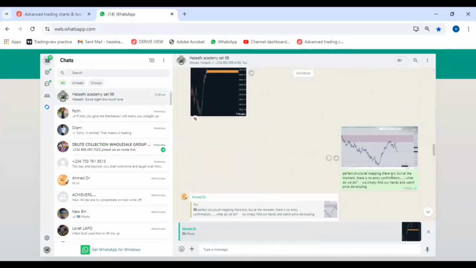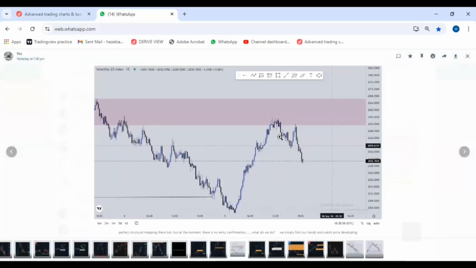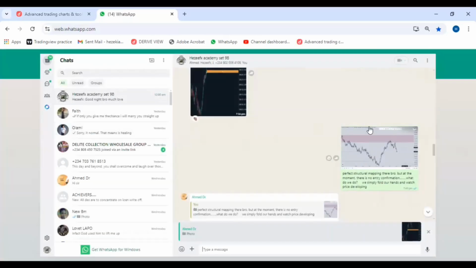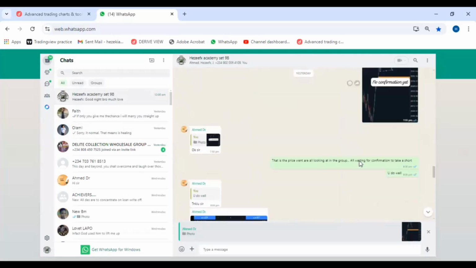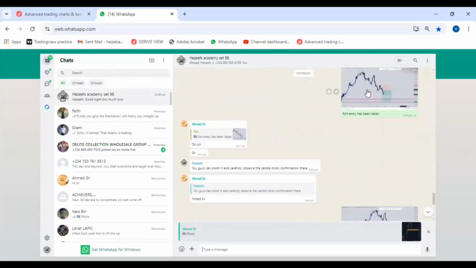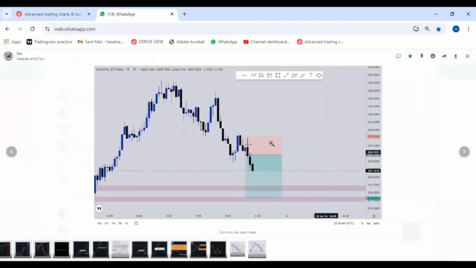I told them perfect structural mapping there, but at the moment, there is no entry confirmation. What do we do? We simply fold our hands and wait for price to develop. So now there was no entry confirmation, it's just sinking down. Watch and sit down. You must not be in every single movement. Not until we get to this particular level and the price develops, and look at how perfect and precise that candle is. Boom, it shoots down and it meets up.